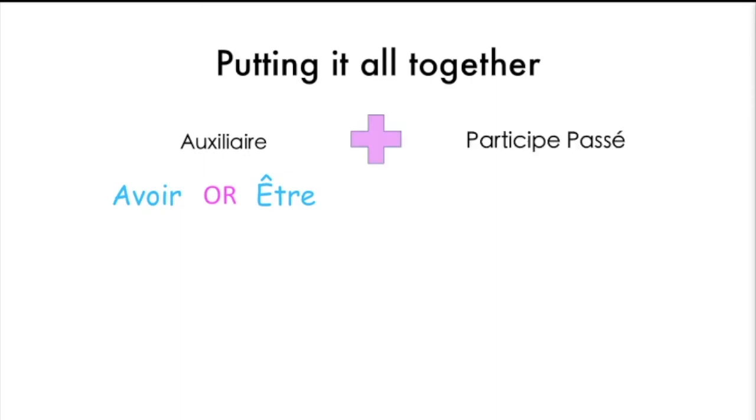So, let's add part 1 and part 2 together and make the passé composé. Remember I said you needed two things. The first thing you needed was l'auxiliaire, and that could be avoir or être. The second thing you needed was the participe passé, which is the verb. So let's take an example of a verb, and let's use the one from the last page. Let's use parler, which means to talk.